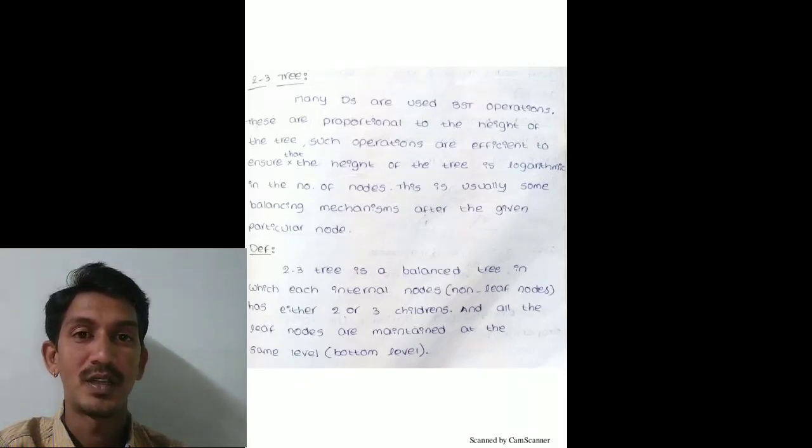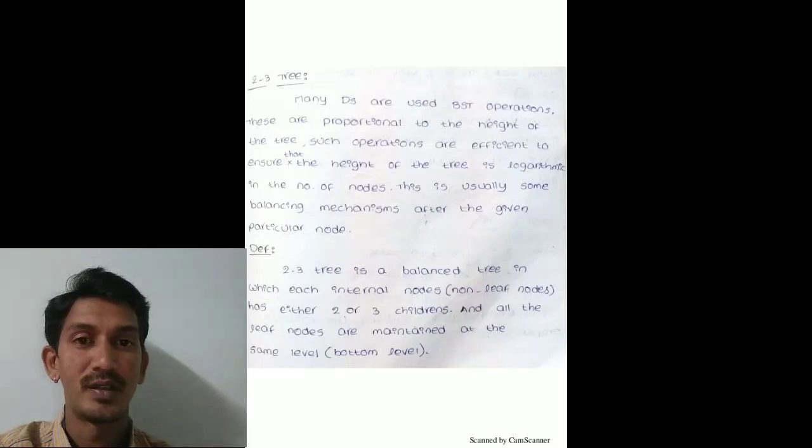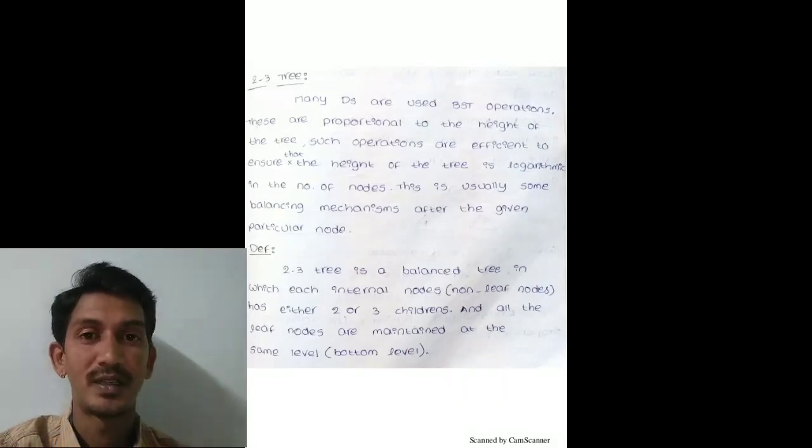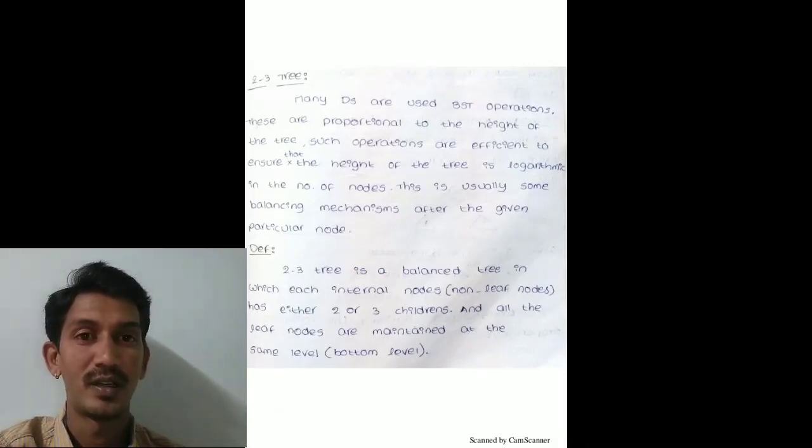Now, in this session I will explain about the 2-3 tree and its basic operations like construction, insertion, searching, and deletion. A 2-3 tree is a balanced tree. A balanced tree has some internal properties. The internal property of a 2-3 tree is that each internal node has either two or three children, and all the leaves should be maintained at the same level, that is, at the bottom level.